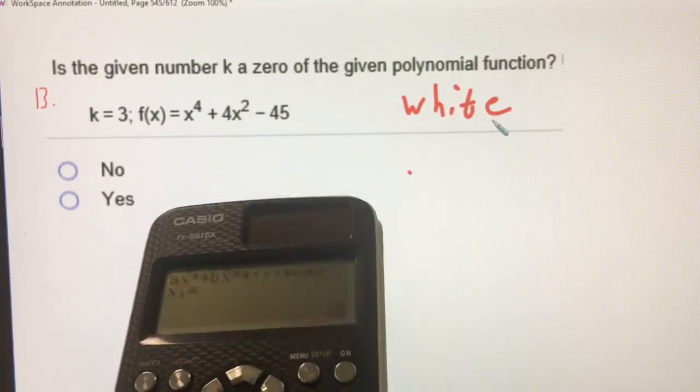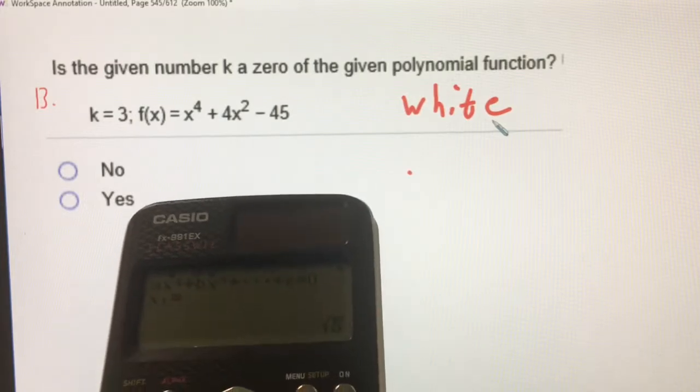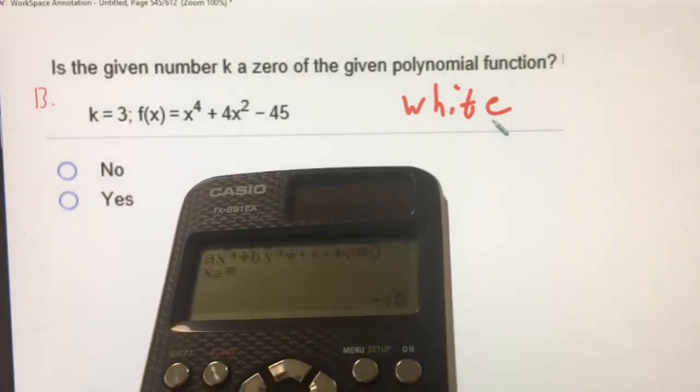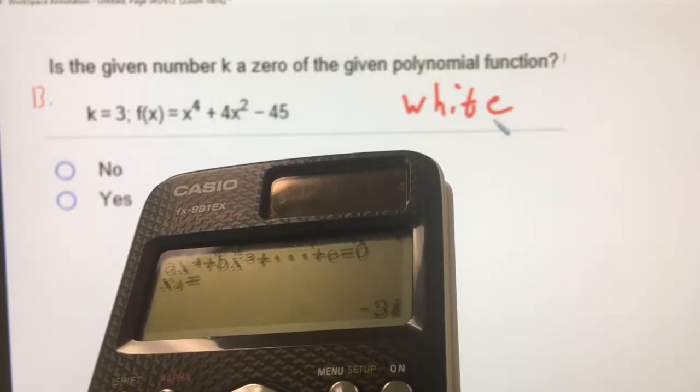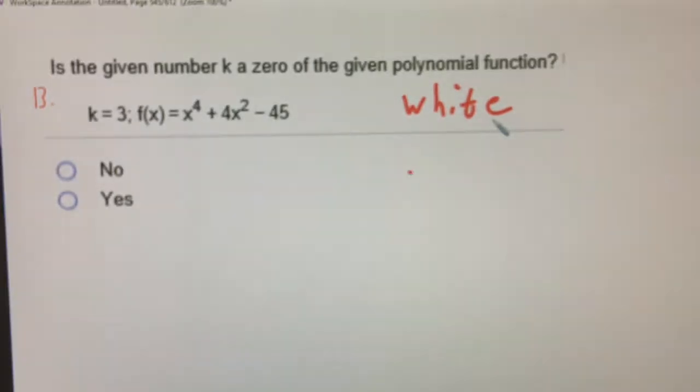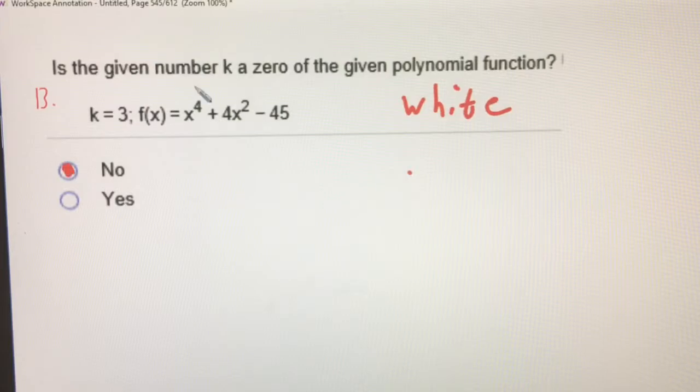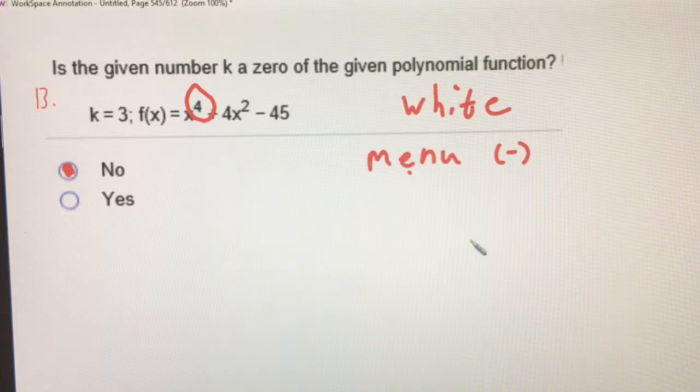When I hit equals, it's going to give me 4 answers, and one of the answers is root 5. Well, that's not what it's asking. Another answer is negative root 5. Again, that's not what it's asking. 3i. I know it says 3, but it doesn't ask for 3i. And the last answer is negative 3i. So my answer to this is going to be no. Again, if it's to the 4th degree, we can use the white calculator, and you're going to hit menu, small minus symbol, and that'll bring up the solver for this particular type of equation.